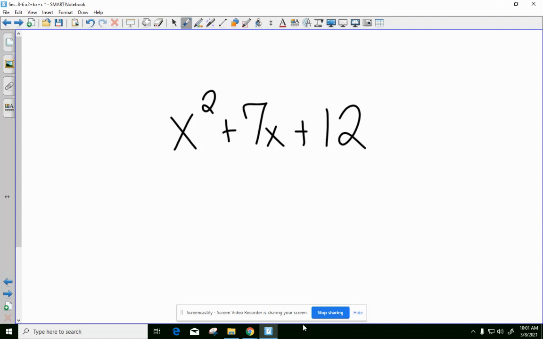Anything of the form x squared plus bx plus c. Okay, so x squared plus bx plus c. So b simply is a coefficient, c is a constant. Anything that looks like that.